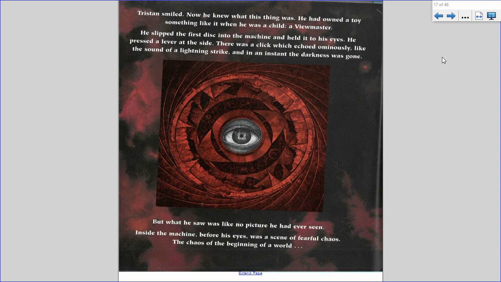But what he saw was like no picture he had ever seen. Inside the machine, before his eyes, was a scene of fearful chaos, the chaos of the beginning of a world. Get the Big Bang Theory.